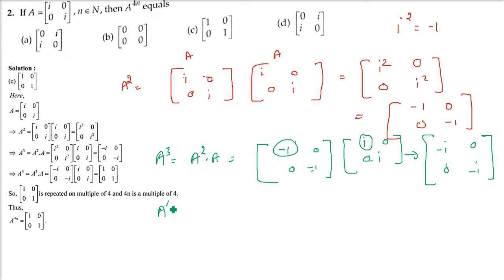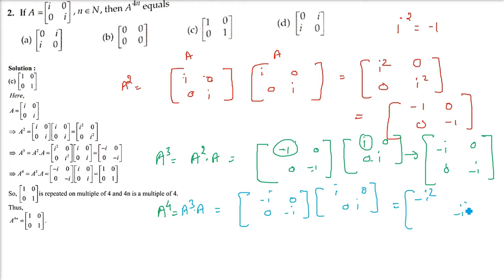So A raised 4 is what? I can multiply A cube with A. Otherwise, you could have done A square into A square also. That is also possible. Rather than multiplying three times, you could have done A4 as A square into A square. So minus i into i here, so minus i square, and in the second part of the diagonal, also minus i square. i square is minus 1. Just put minus 1, minus is plus, 1, 0, 0, 1.